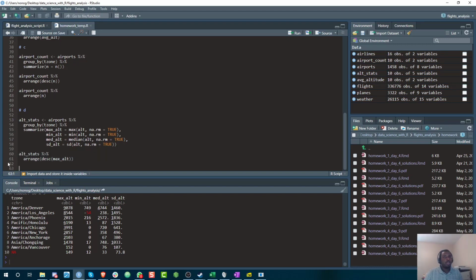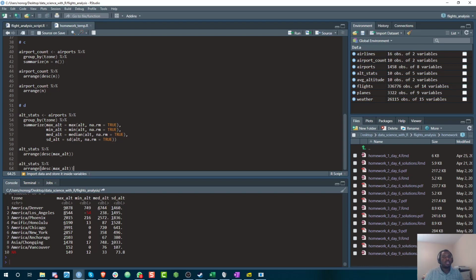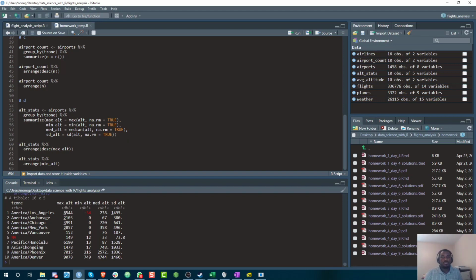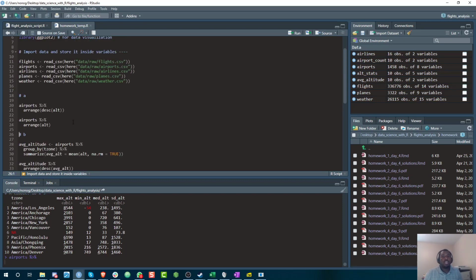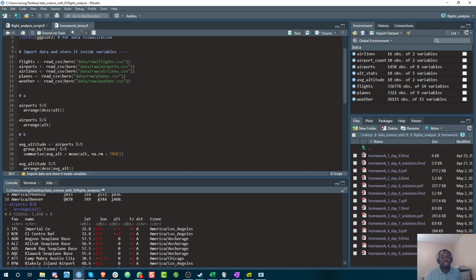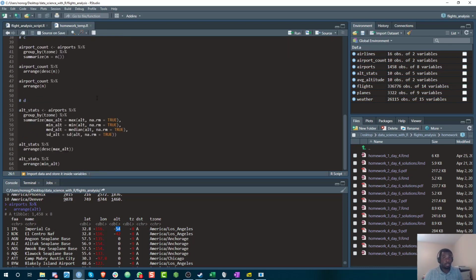The lowest airport altitude. So now we want to look at the lowest of the lowest. Okay, so it's going to have to be in min alt. Okay, and this would be Los Angeles, where the lowest of the lowest is negative 54, so it's below sea level. Let's check here. Yes, sure enough, America, Los Angeles, and the lowest here is negative 54, and that's Imperial Cove, whatever that airport is. Okay, so that was for D.